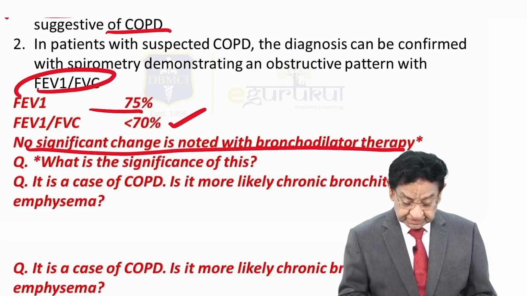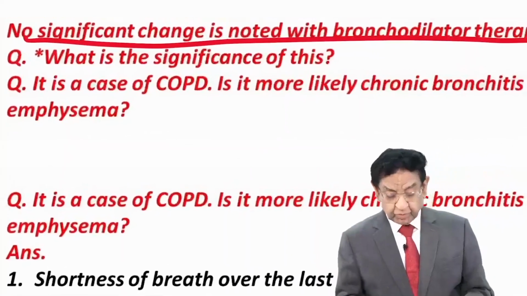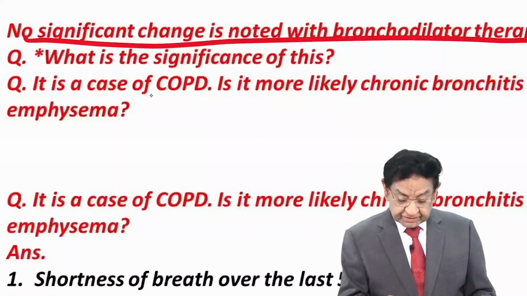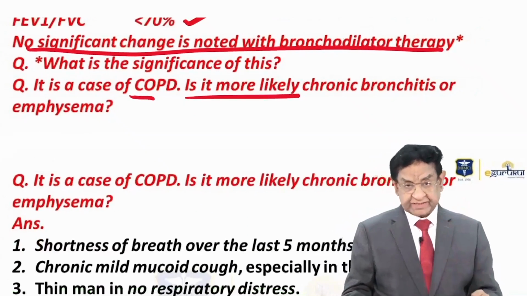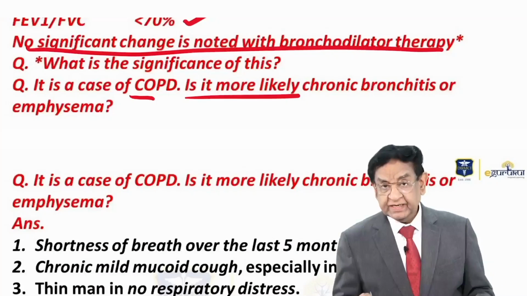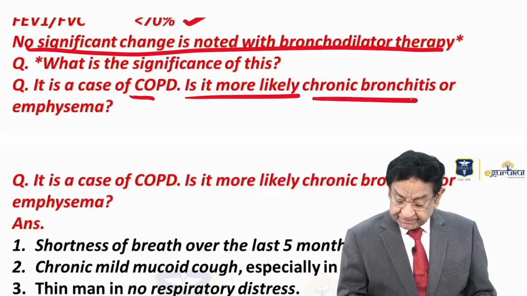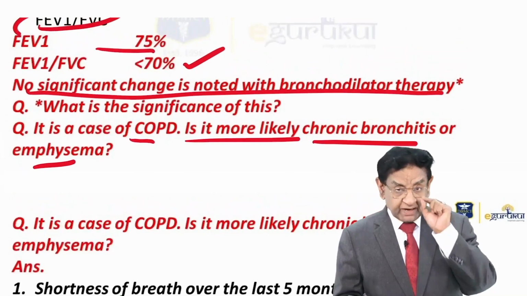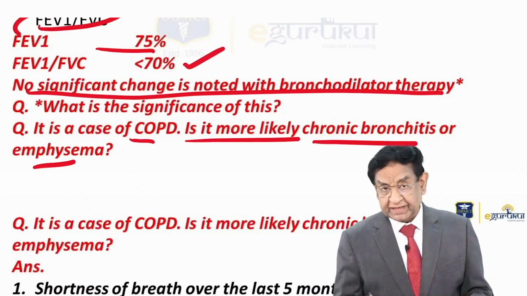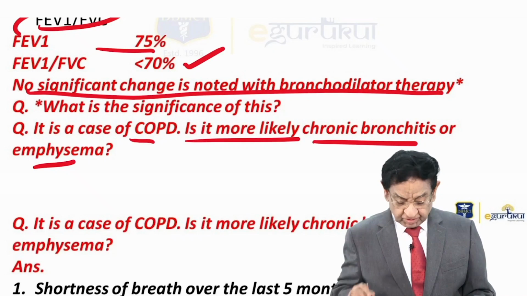FEV1 is reduced. Well, now one more thing. I have one more question for you. In a case of COPD, of course our case is COPD, we have discussed why there is no effect with bronchodilator. But COPD can be emphysema or chronic bronchitis. Now write down the answer whether our case is a case of chronic bronchitis or a case of emphysema. Write down the answer in your copy.